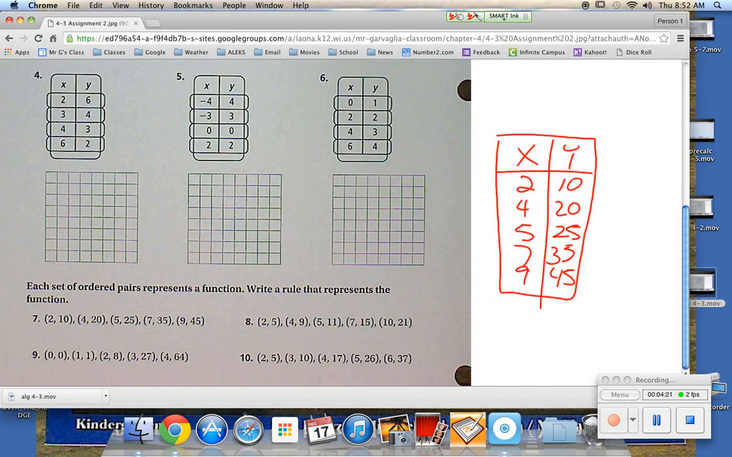Well, what would you see the difference? What's happening between each one of these? 2 times 5 equals 10. 4 times 5 equals 20. 5 times 5 equals 25. 7 times 5 equals 35. And 9 times 5 equals 45. What's my rule for this one? Y equals 5x, or 5 times x. And that will give me my rule. So I did number 7 for you. This is the answer for number 7. And it's up to you to do 8, 9, and 10.